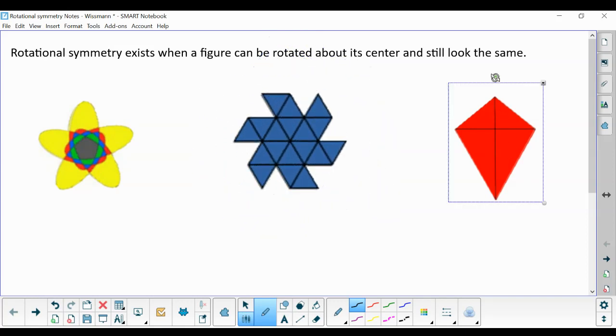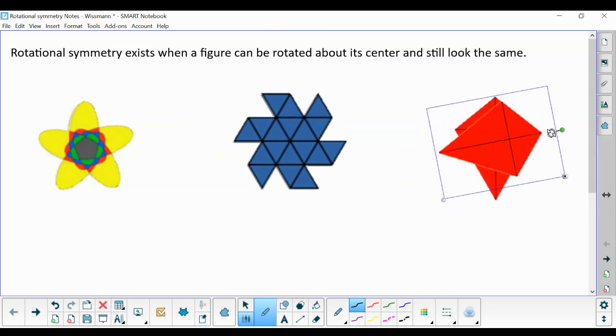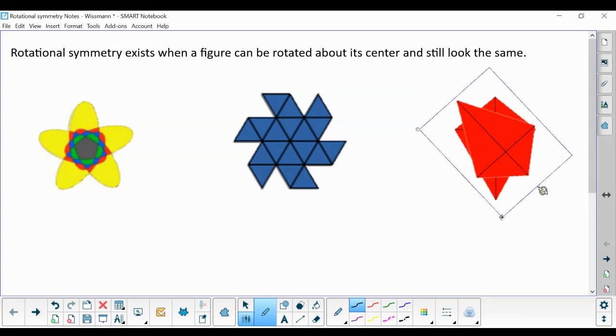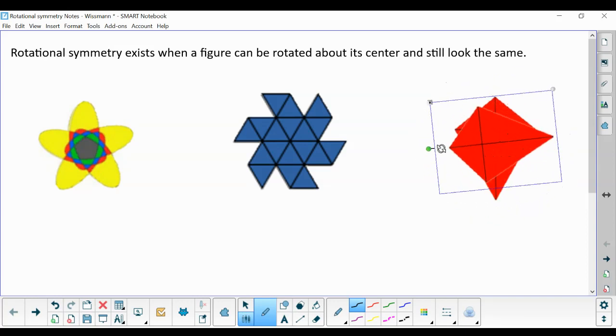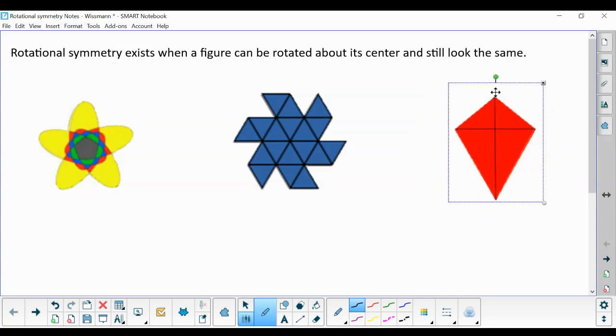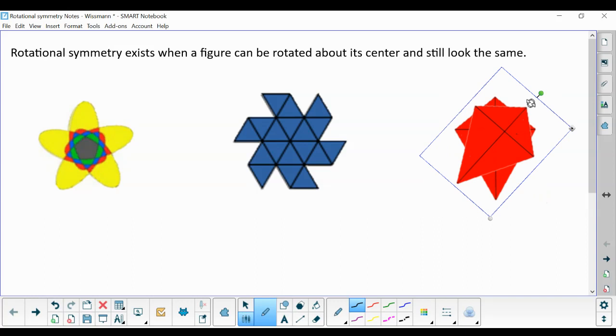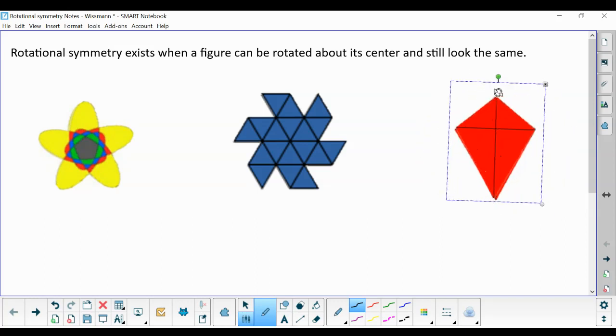Let's look at this kite. I'm going to start rotating it. Not the same. Still not looking the same. It doesn't look the same until I get back to where I started. So this figure does not have rotational symmetry. I can't rotate it and have it line back up with itself until I go all the way around.